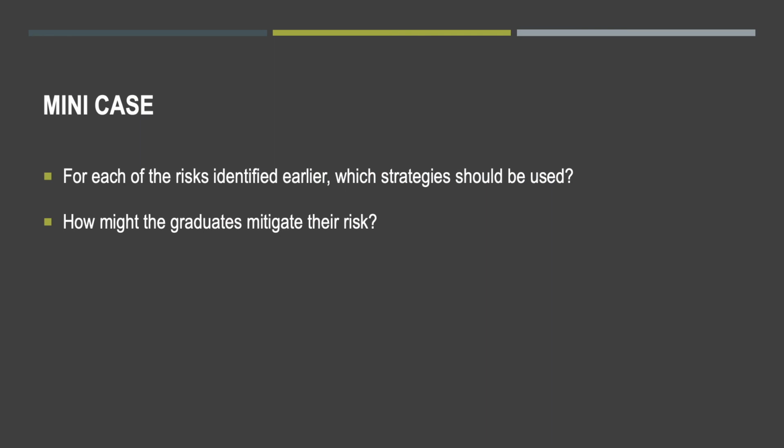So we can apply this to the mini case and think about some of the risks that we identified. One of them was injury. So perhaps we're talking about slip fall injuries that might happen with our customers because there's lots of things to slip on in food and beverage service. We probably would want to transfer that risk by purchasing some insurance.